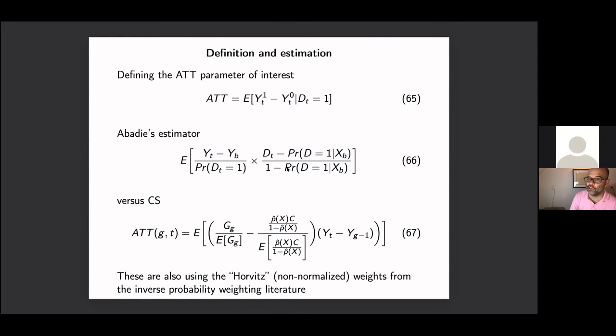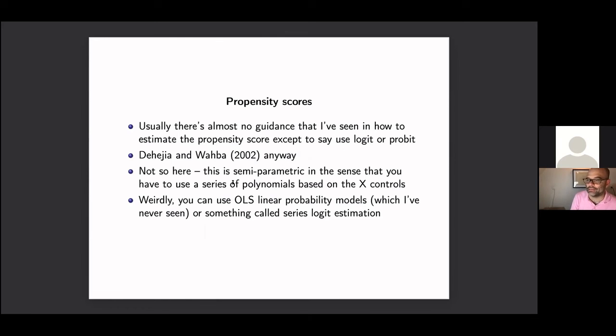You're going to do that for every unit, then you're just going to average over all of them, right? There's almost no guidance I've usually seen on how to estimate the propensity score. Now there'll be guidance over what units to use for estimating that propensity score, but there won't be guidance oftentimes as to what the proper specification is. It used to be that in DiD and Abadie's approach, there was an effort to estimate propensity scores in order to achieve balance on covariates.